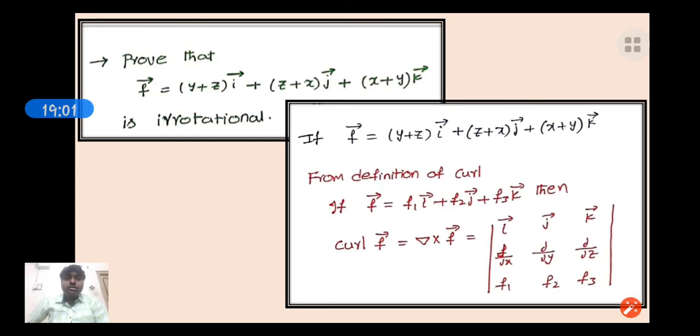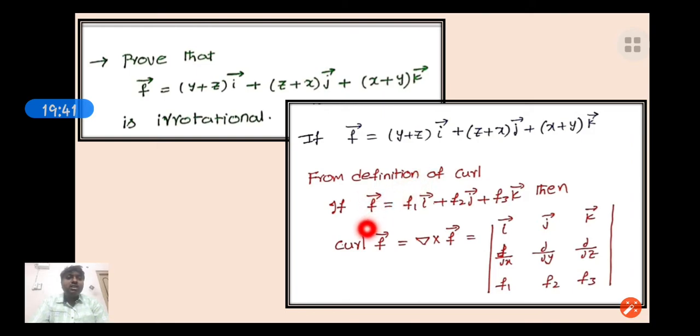Now I go through an example of an irrotational vector point function. Prove that f bar is equal to (y plus z) i bar plus (z plus x) j bar plus (x plus y) k bar is irrotational. We have to prove that the given vector point function f bar is irrotational. For proving irrotational, it is enough to calculate curl f bar is equal to 0 bar. For that purpose I am taking the given vector point function f bar.